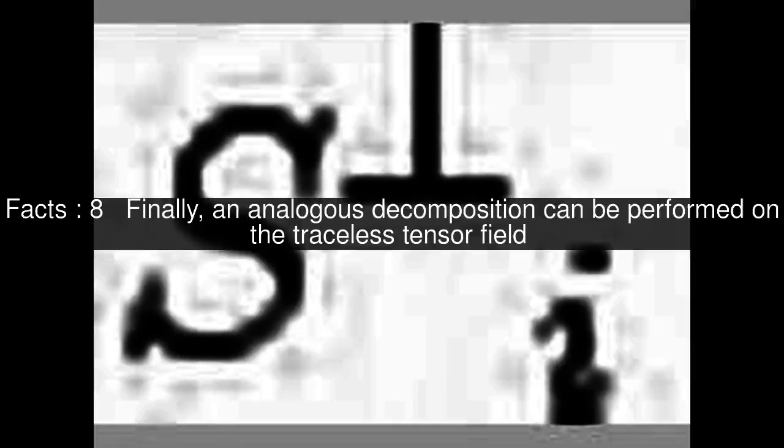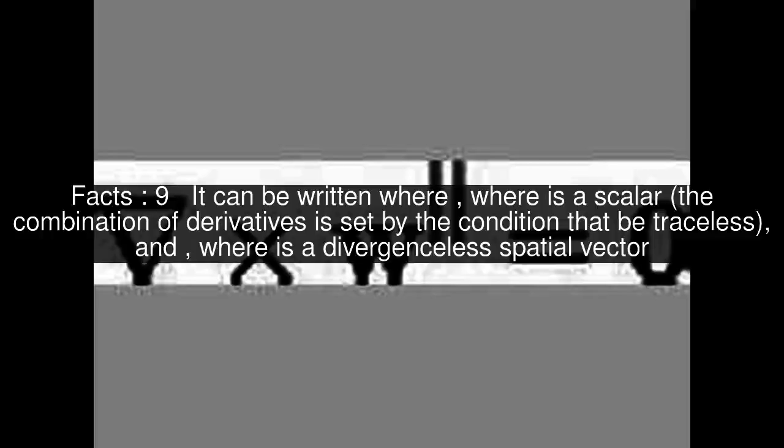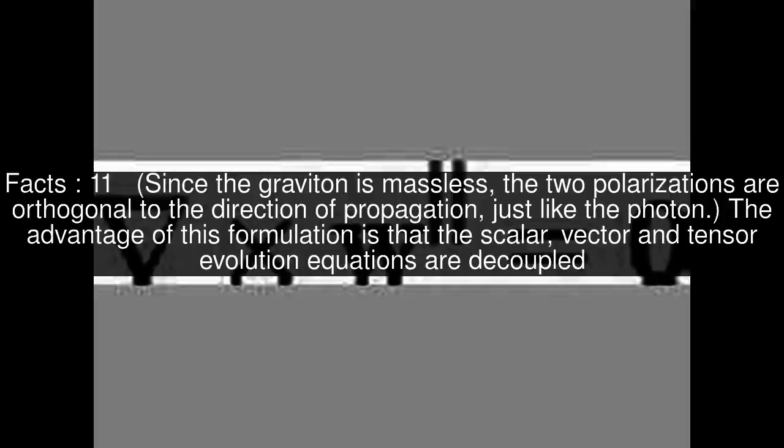Finally, an analogous decomposition can be performed on the traceless tensor field. It can be written where is a scalar, the combination of derivatives is set by the condition that be traceless, and where is a divergenceless spatial vector. This leaves only two independent components of, corresponding to the two polarizations of gravitational waves. Since the graviton is massless, the two polarizations are orthogonal to the direction of propagation, just like the photon.